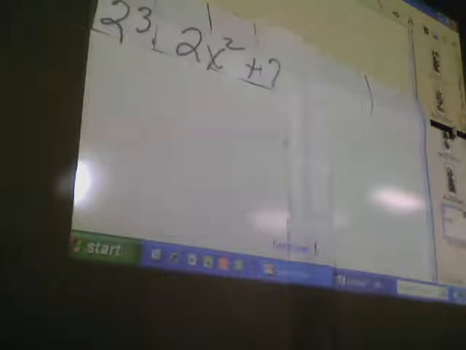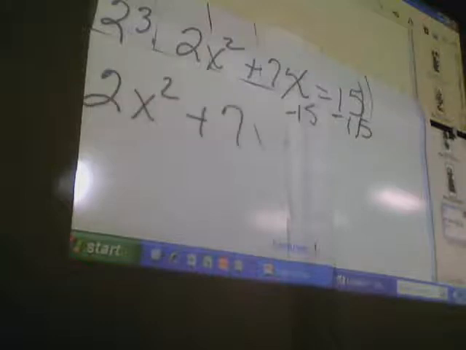Okay, another page. Number 23. 2x squared plus 7x equals 15. What do we do first? We want it to be equal to 0, right? So we need to subtract 15, right? Okay, so we'll have 2x squared plus 7x minus 15 equals 0. We need to factor this.